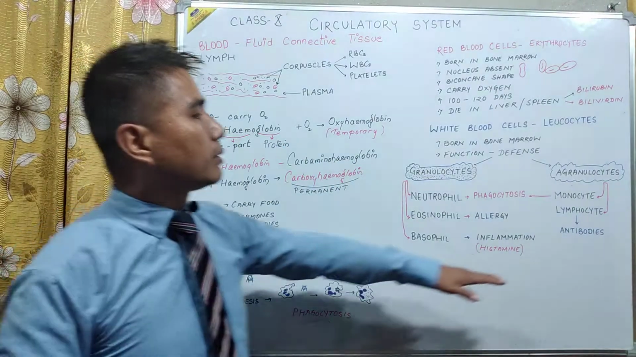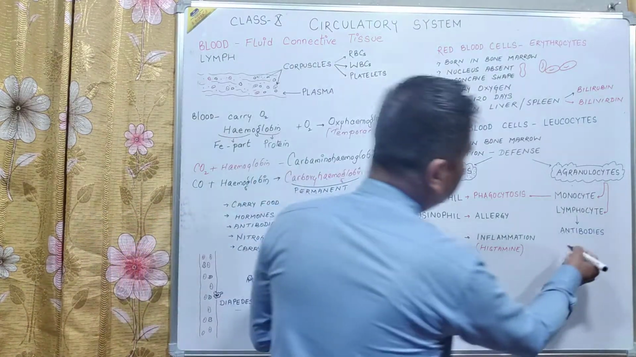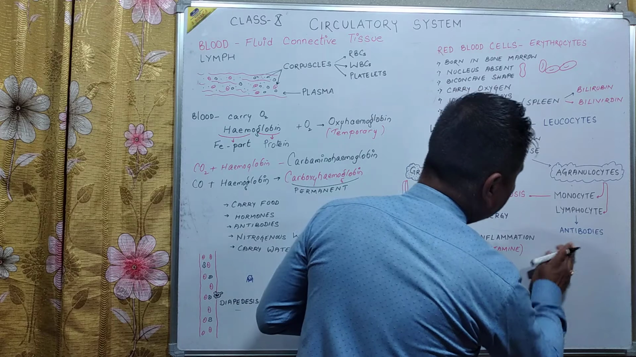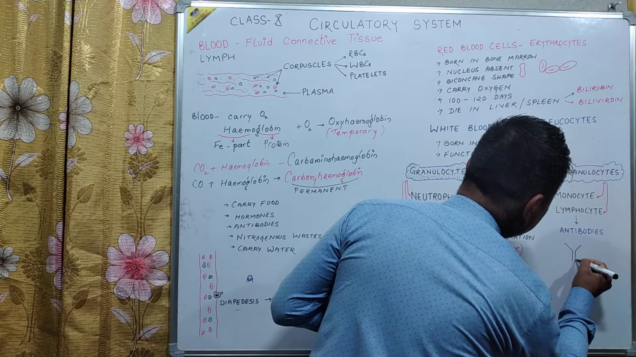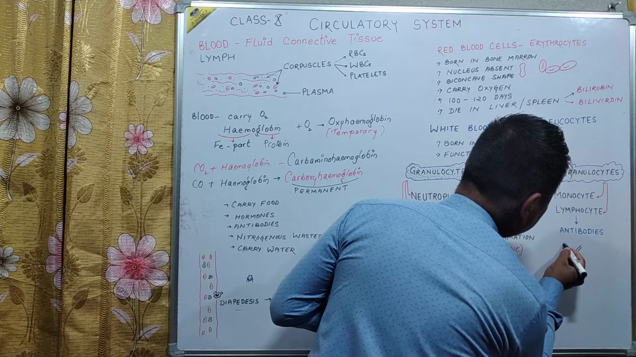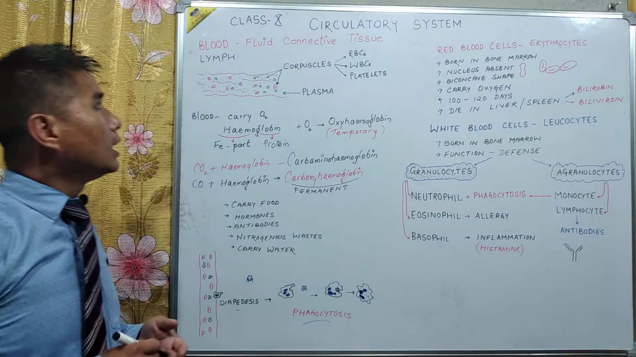So the main function is production of antibodies. How do we draw antibodies? In general, we draw antibodies this way. This is the heavy chain and this is the light chain. This is the general diagram of antibodies. So dear students, kindly go through this.